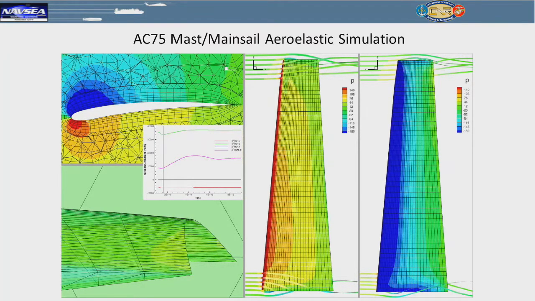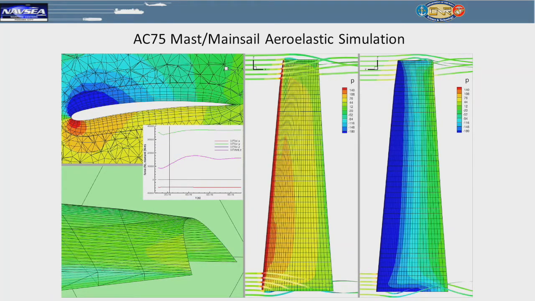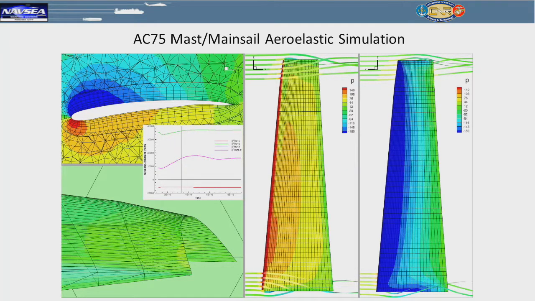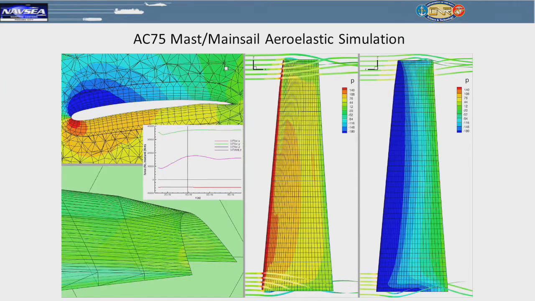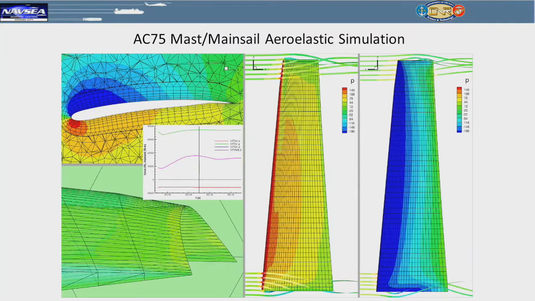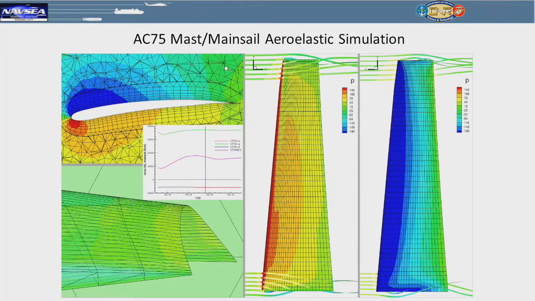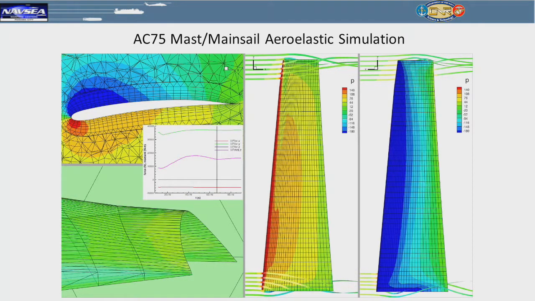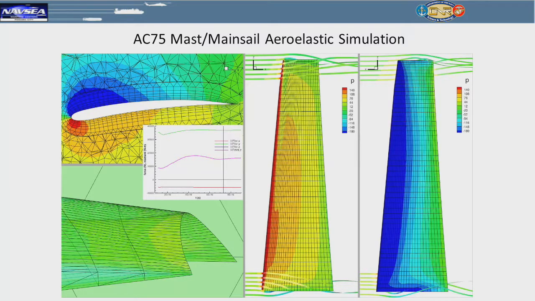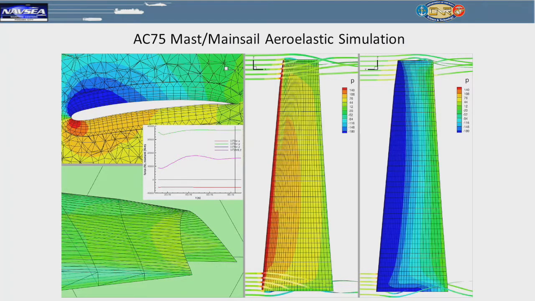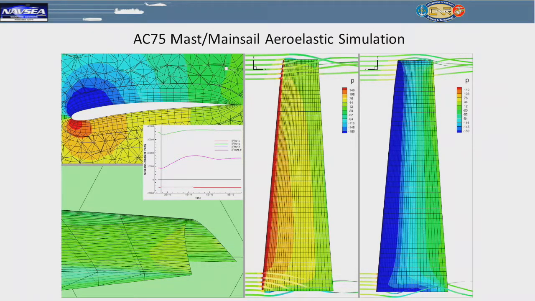So we have here some results from our aeroelastic simulation for the AC75 mast mainsail work. And what we see here is essentially the iteration procedure being shown essentially as a time-like parameter, starting from an initial guessed or estimated solution for the nominal sail shape under nominal parameters. And I'll draw your attention to the upper left image, which is a cross-section at the mid-span. That's what the sail cross-section looks like.